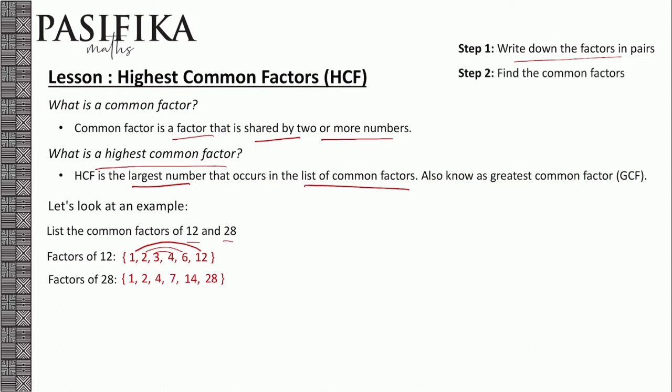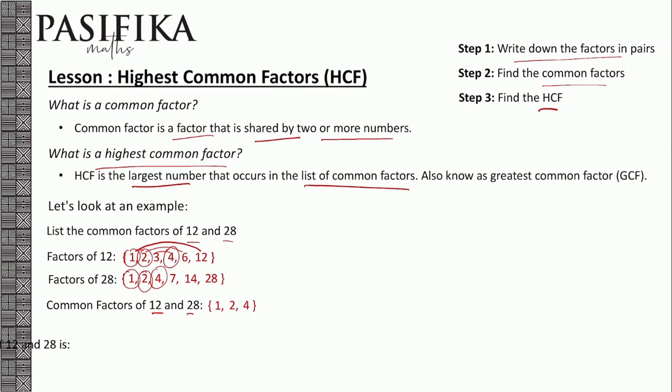Now the next step is to find the common factors. So the common factors of 12 and 28 are 1, 2 and 4. As you can see, they occur in both the lists. Now the last step is to find the highest common factor. So the highest common factor is the largest number that tends to occur. So in this case, the highest common factor of 12 and 28 is 4.